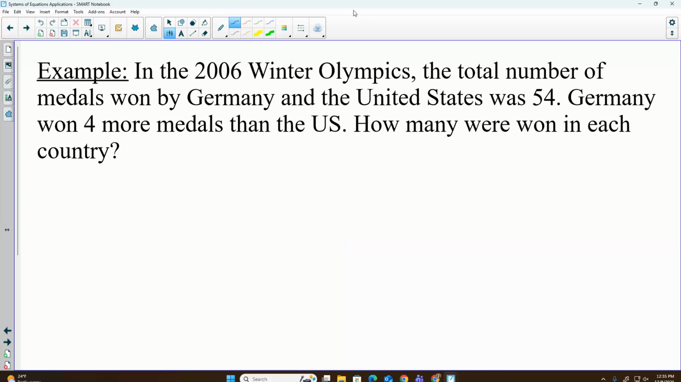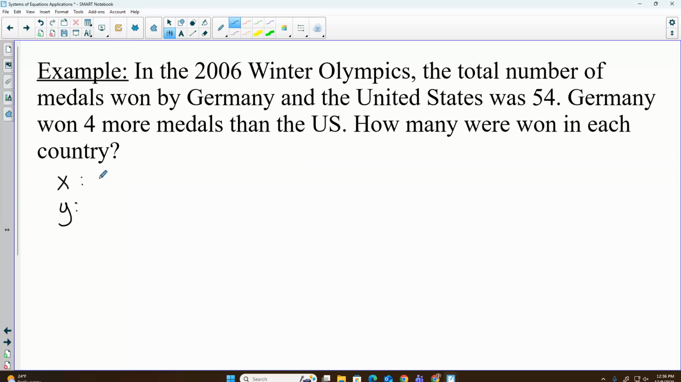All right, so in the 2006 Winter Olympics, the total number of medals won by Germany and the United States was 54. Germany won 4 more medals than the US. How many were won in each country? So lots of ways you might figure this out. If I were going to do a system, I would have to tell my variables. What am I trying to find? How many each country won.